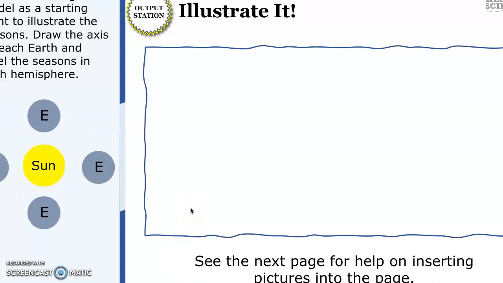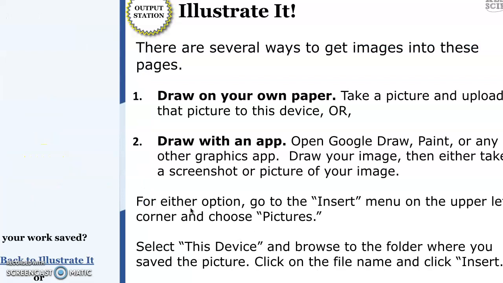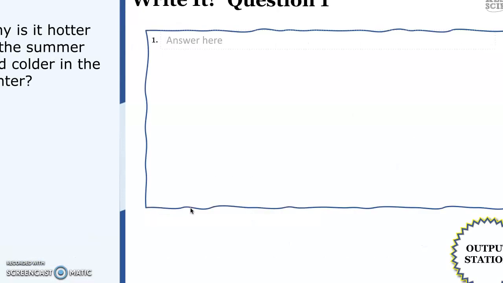Illustrate It, it's asking you to draw a picture on a piece of paper and then take a picture of it and upload it into this. If you're struggling with uploading it, just draw it on the sheet of paper and you can just give that to me or Mr. Clocker. This page explains to you how to upload it, but again, don't stress out over uploading it. You can just hand us the paper.